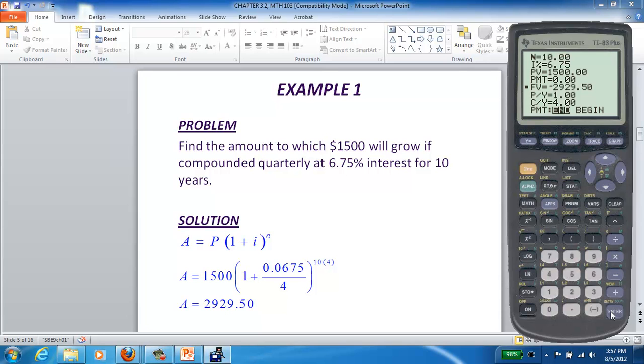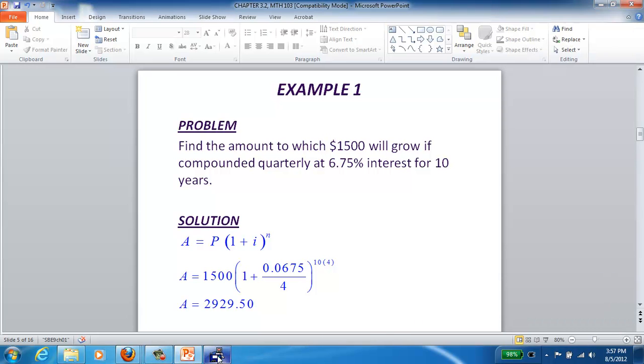$2,929.50. Just to let you know, the graphing calculator gives you the future value as a negative number, but you don't have to worry about it. If you have present value and future value, one is negative, one is positive. But for the problems, use it as a positive number. And this is by using the graphing calculator.